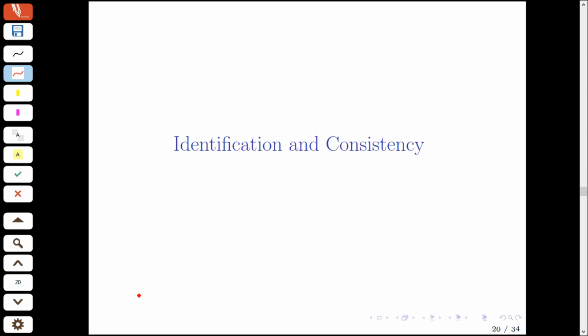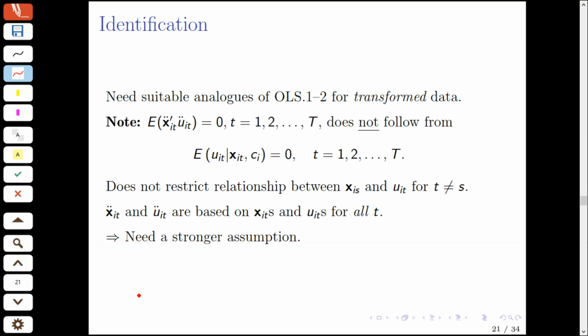Having introduced the fixed effect estimator, we can move on to thinking about various properties of this estimator, such as consistency. This will also yield assumptions under which the model is identified. Now, one way of thinking about identification is that we need suitable analogs of assumptions OLS 1 and 2 for the transformed data, or within transformed data.